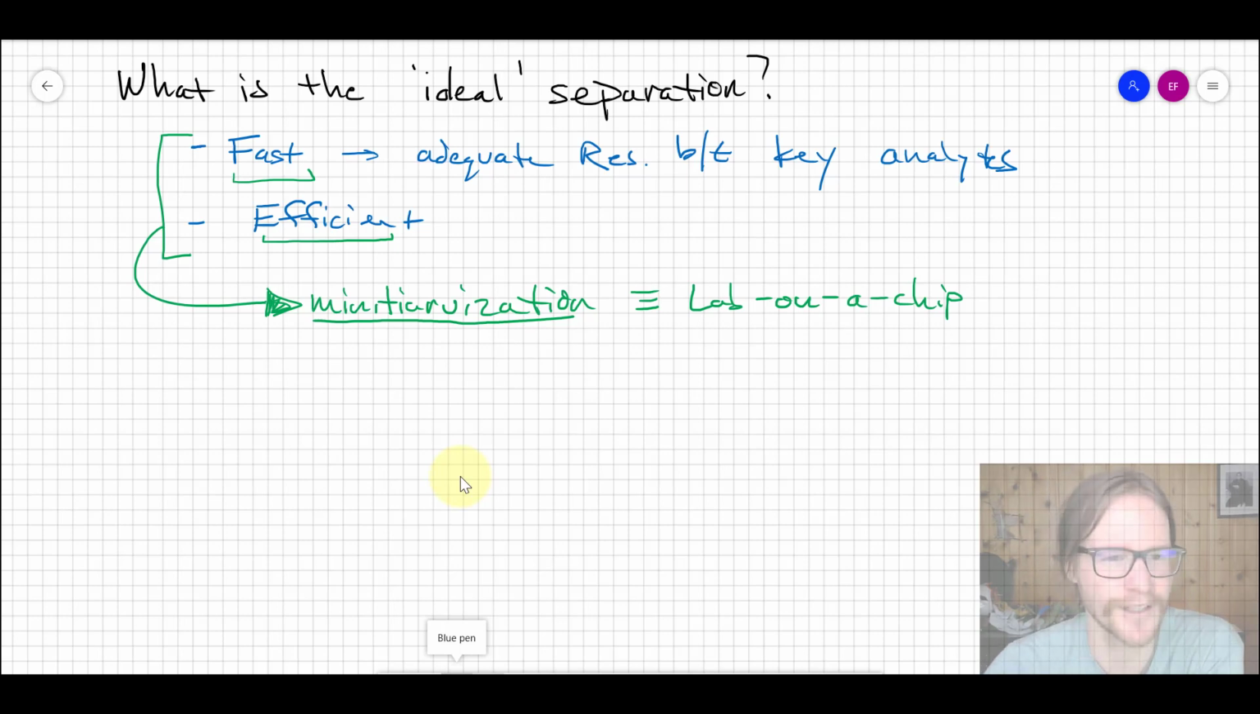That's not the focus of this video, but I wanted to give you a framing of that. If you go on and take Chem 342 with me, we will talk about miniaturization. You'll build your own lab on a chip devices in my class, and then you'll assess their metrics for separation and detection.